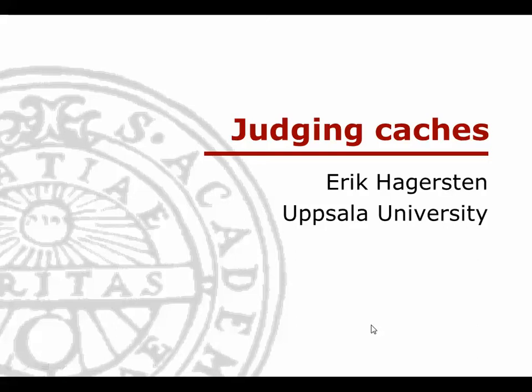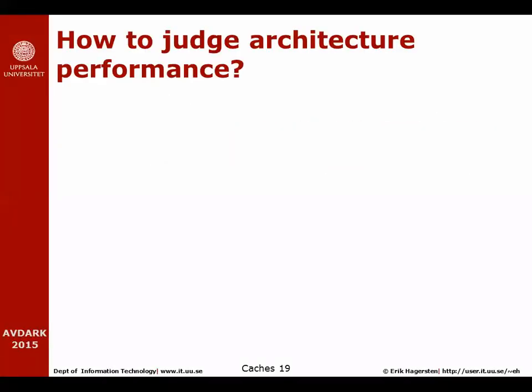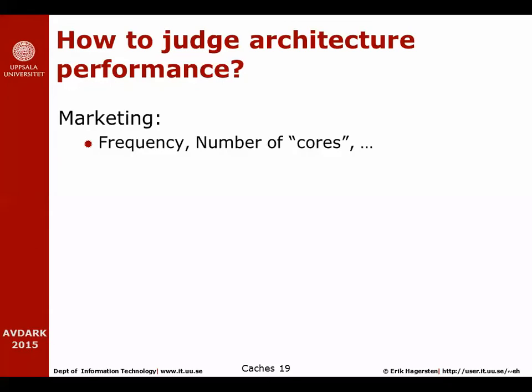So how do we tell a good architecture from a bad architecture, or more specifically, how do we tell a good cache from a bad cache? Well, if you try to judge some kind of performance or judge a computer, if you go out to the store and ask the salesperson what's good about the computer, they most likely will tell you about the frequency it's executing at, or what number of cores you will have in that computer these days. But these numbers, frequency or number of cores, don't necessarily tell you much about how efficiently you will be able to use the computer yourself.